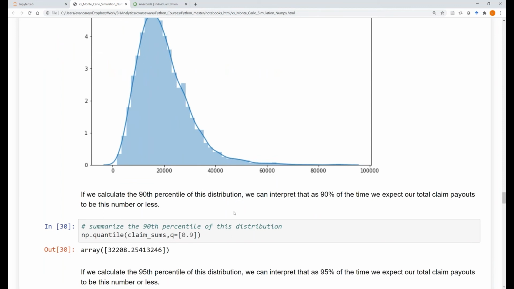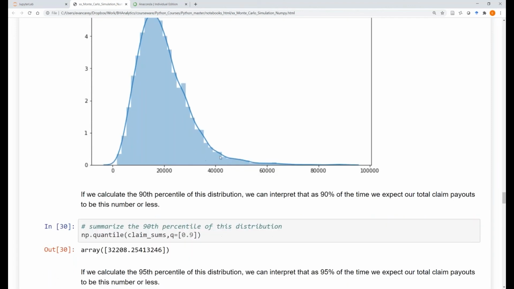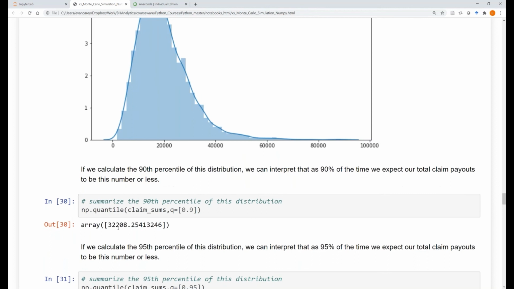So one way to think about that is the percentiles of this distribution. So a question is, let me see if I can say this right. 90% of the time, I expect our total claim payouts to be this number or less. So what is the number for which 90% of the time our payouts will be this number or less? That's simply going to be the 90th percentile of this posterior distribution. So I can use NumPy, calculate the quantile, ask for that 90th percentile, and that number is going to be 32,000. So $32,208, 90% of the time under my model, I expect to pay out this amount or less.